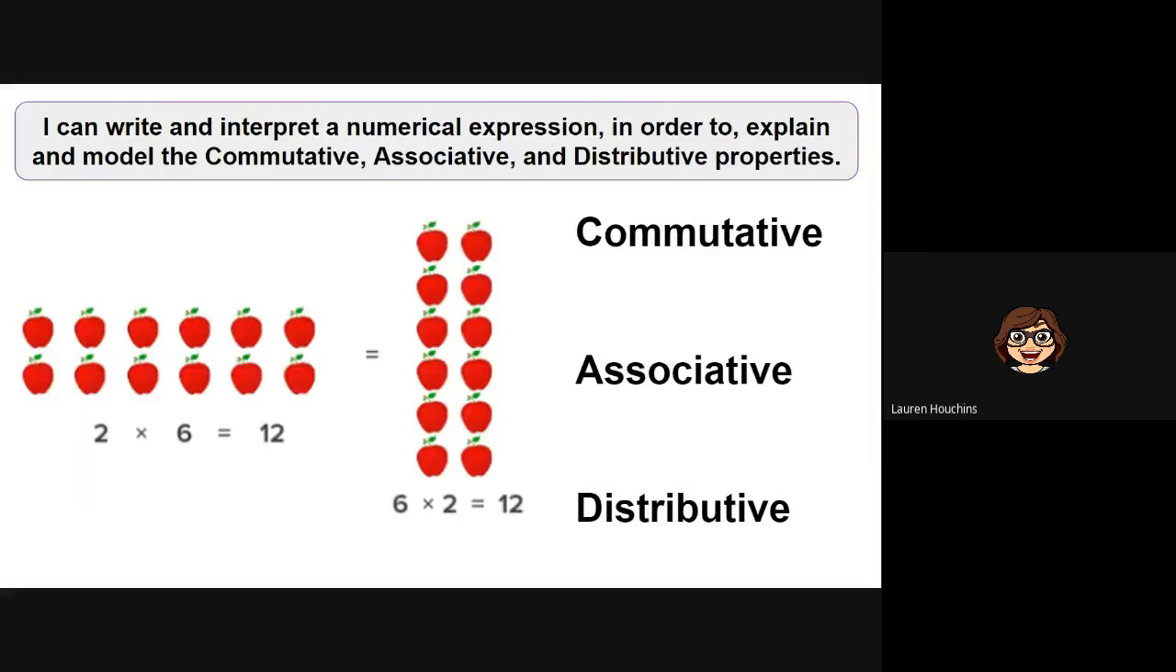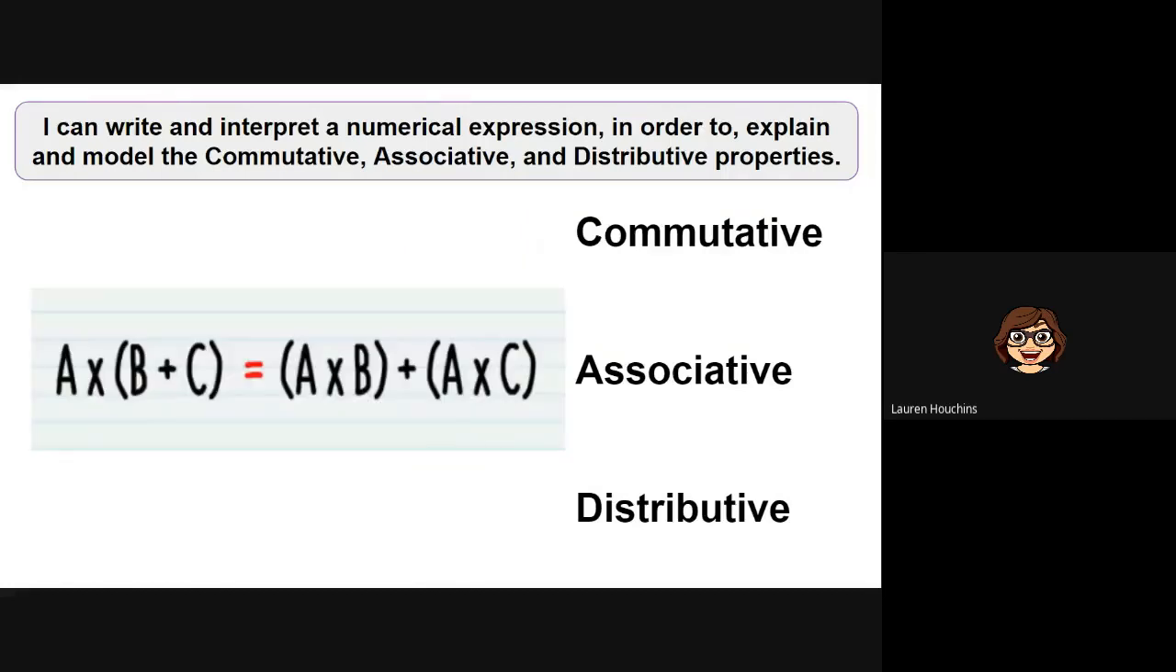What about this problem with our apples? This problem shows the commutative property because I'm simply switching the order of the 6 and the 2. And finally, what property does this picture represent? This one represents the distributive property because I am distributing or sharing the letter A with B and C.